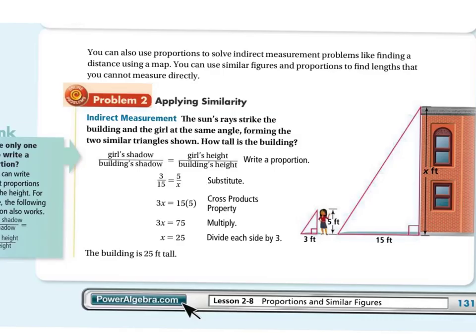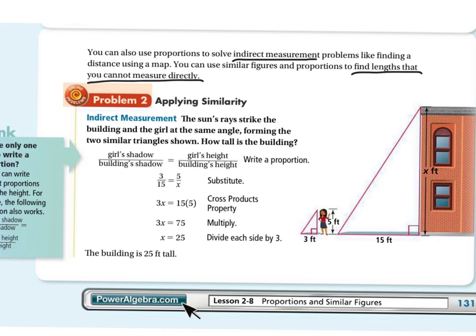The next part of the book talks about how we could actually use this ourselves, and what's called indirect measurement. So indirect measurement is we're finding lengths we can't measure directly. So if I'm trying to figure out how tall this building is, unless I can get on top of the building with the big tape measure or something, I'm going to have a hard time to measure this building.